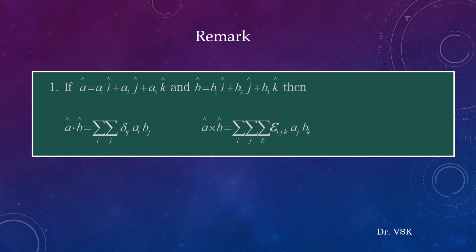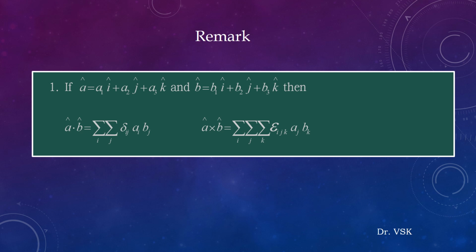Let us turn our attention to the representation of the cross product and the dot product. We can represent the dot product of two vectors by using the Kronecker delta. Also, we can represent the cross product of two vectors by using the Levi-Civita tensor. Let's see how to represent those dot product and cross product of two vectors.